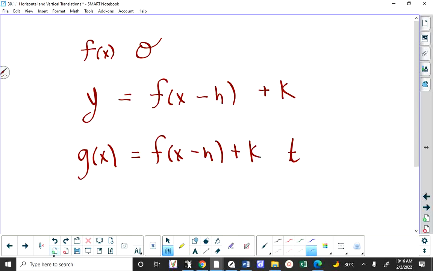In other words, when we tell you in earlier grades, oh, f of x is y, well, if you have another y, then you need another function. Call it something else. Call it g of x or h of x or q of x. So that might clarify some things as well.